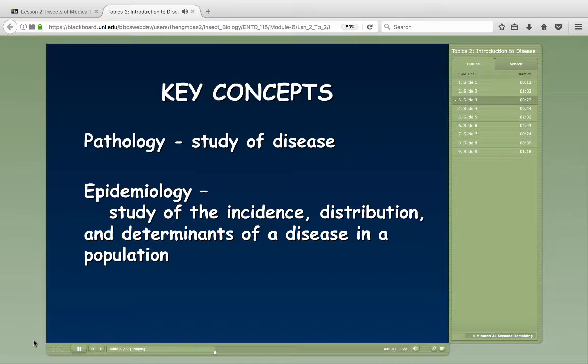Some other key terms that you should know related to diseases are pathology. And this is actually the study of disease. And then we also have epidemiology, which is more specific, focusing on the study of the incidence, distribution, and determinants of a disease in a population.